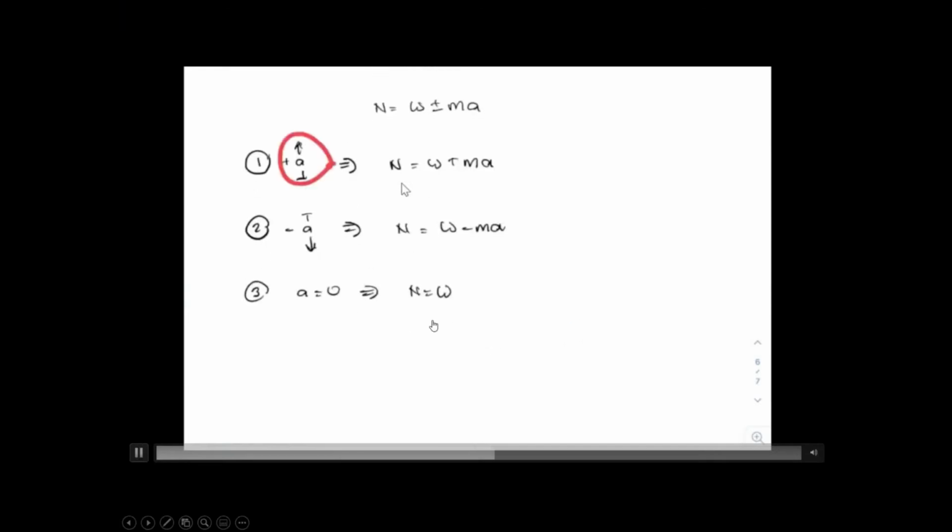If the elevator is accelerating in the upward direction, acceleration times your mass is going to be added to your weight, so you will appear heavier. That's what it means. If the elevator is accelerating in the downward direction, acceleration times your mass is going to get subtracted from your weight, so you will feel lighter. If there's no acceleration, the scale reading is the same as your actual weight.